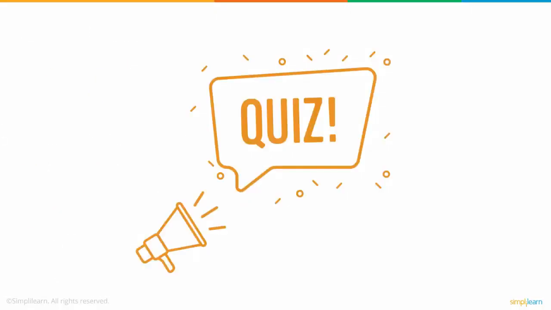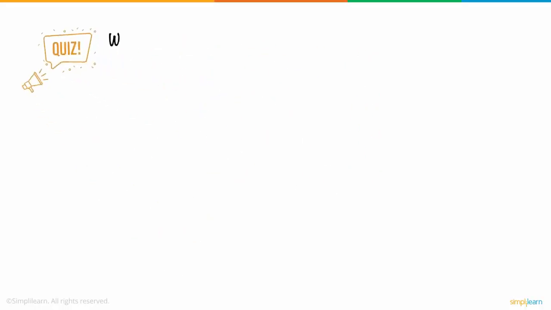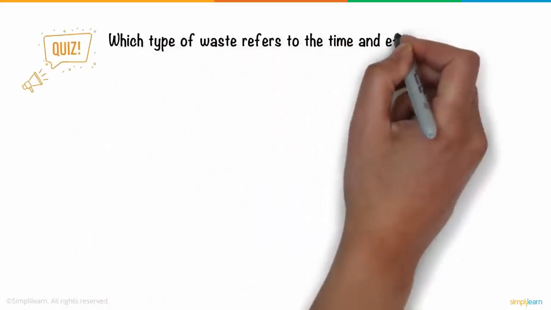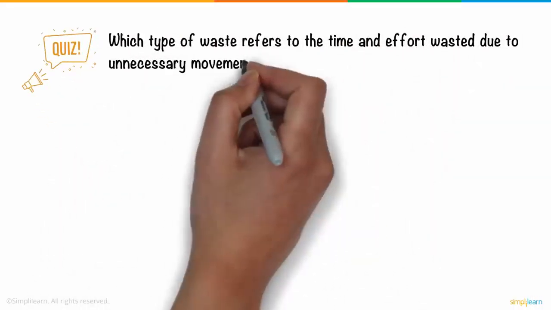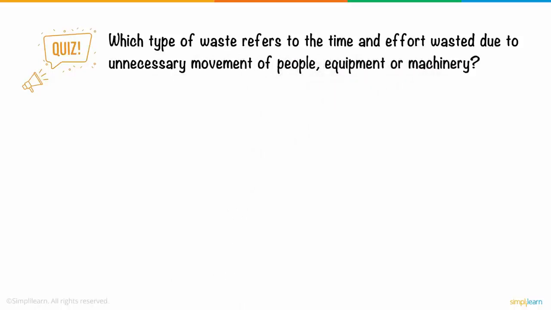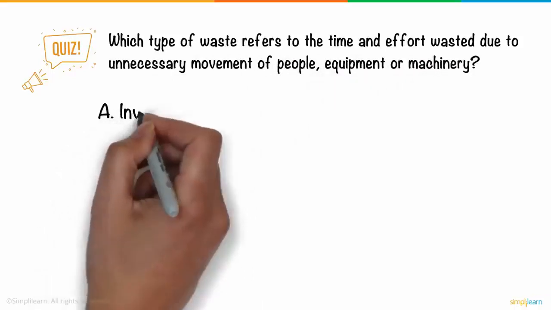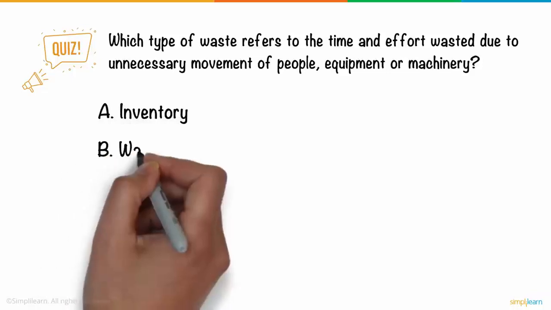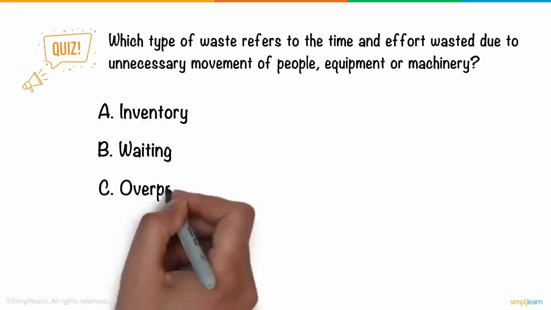Now before we're done, we've got a quiz for you. Which type of waste refers to the time and effort wasted due to unnecessary movement of people, equipment, or machinery? A. Inventory. B. Waiting. C. Overproduction. D. Motion.